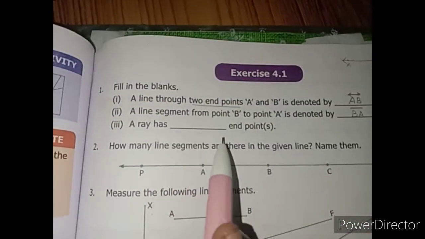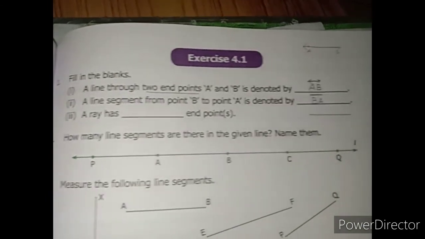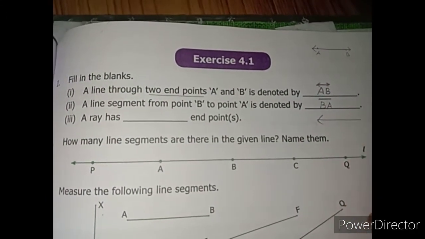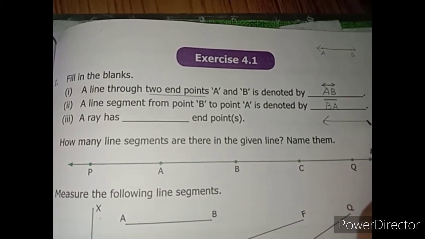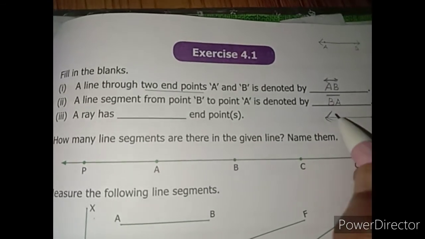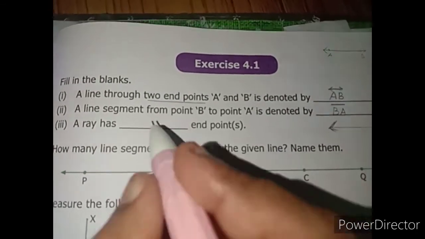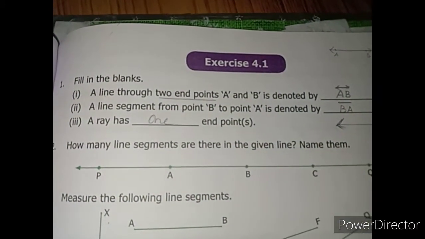A ray has dash end. See, this is a ray. We are starting with the ray. There is only one endpoint. When it is starting here, you will have only one ray. So a ray will have one endpoint.